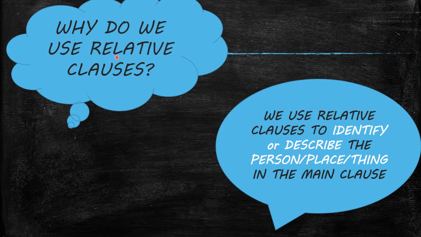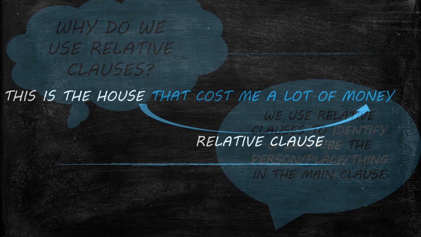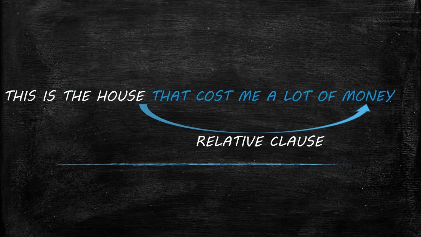So why do we use relative clauses? We use relative clauses to identify or describe the person, place, or thing in the main clause. Let's have a look at an example. This is the house that cost me a lot of money. That cost me a lot of money, which is in blue, is the relative clause because it defines the information which is in the main clause and specifically the house.